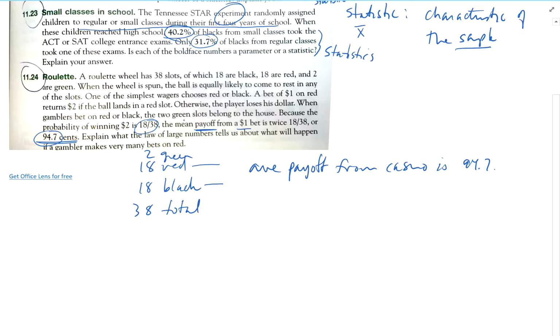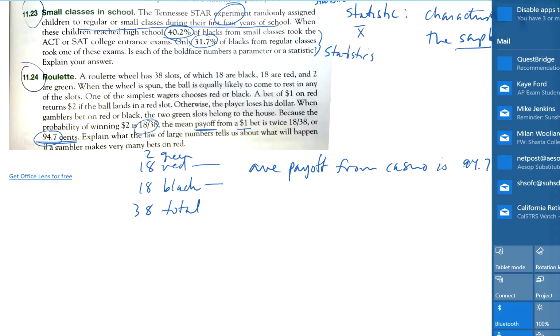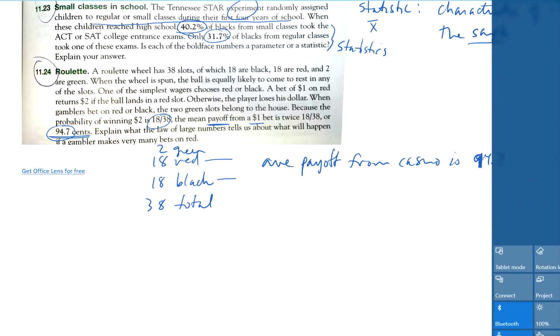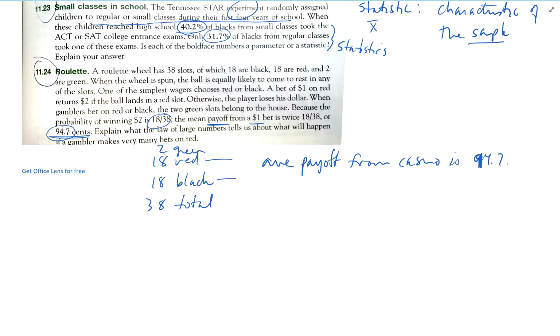Well, since the average payoff from the casino is 94.70, because this is less than $1, and you're paying $1 for every game, in the long run, they are making on this bet 5.3 cents per bet in the long run.